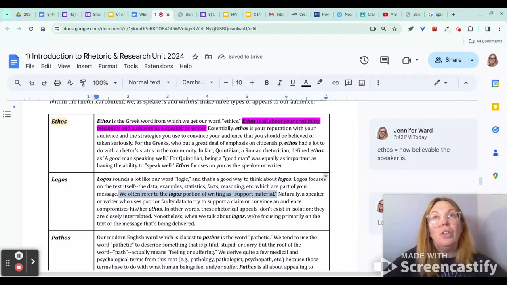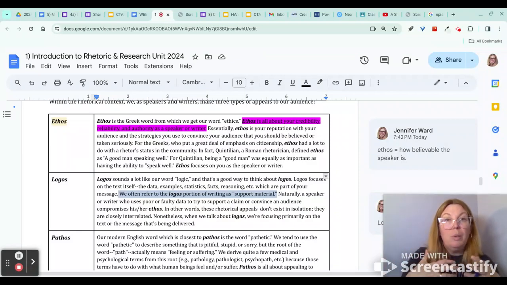Our support, and I love that they have here the different things like data, examples, statistics, facts, but I don't want you to think that logos is just numbers, because logos can also be anything that you use to appeal and support your idea. So sometimes the things that we find most supportive are not numbers, but stories.